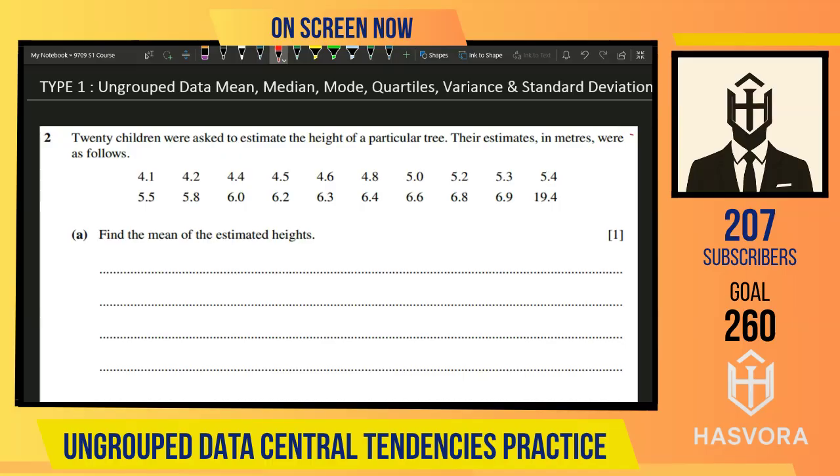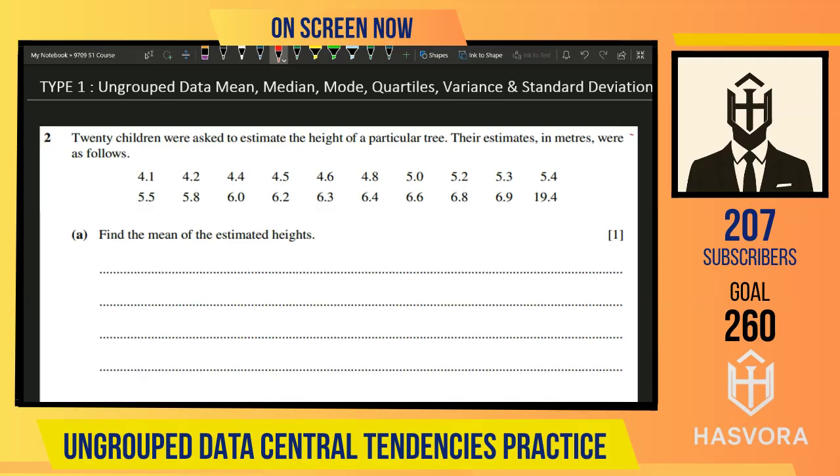So in this class we will be solving the ungrouped data, mean, median, mode, the quartile, and the variance and the standard deviation questions. So these are the first type of questions that you will see in this topic. So let's just begin with the first question.